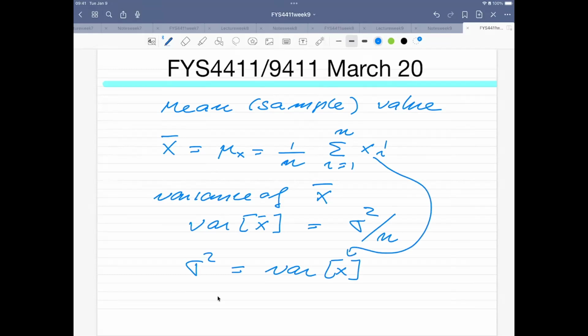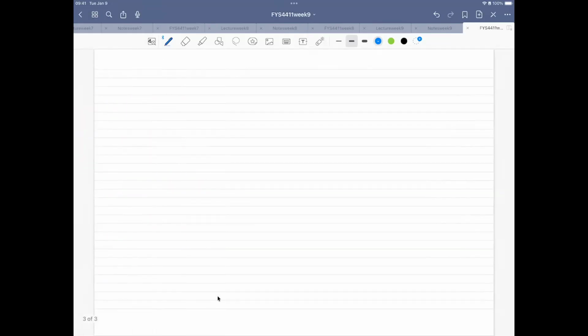So when we now repeat this X bar here, what we are doing is setting up a whole series of experiments. And what we found last week, and let me just bring this up, is that the variance of all these measurements, which we label with a sigma squared n, is this quantity here.